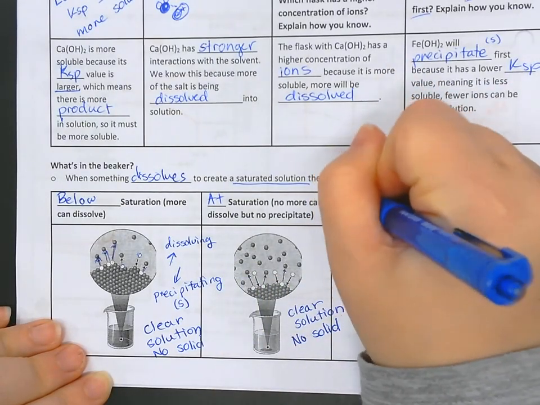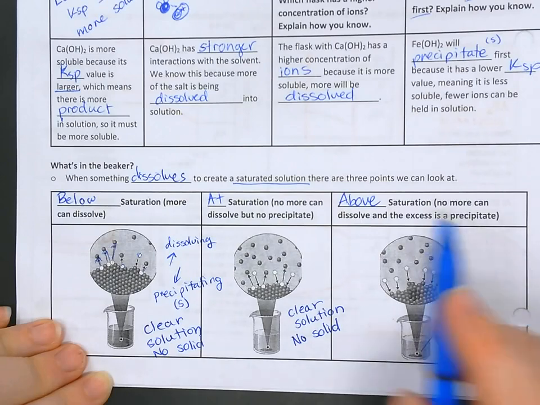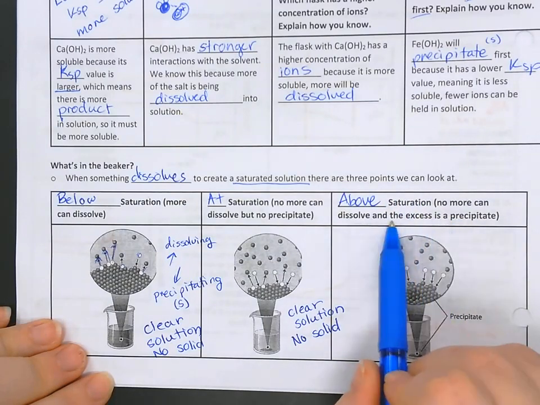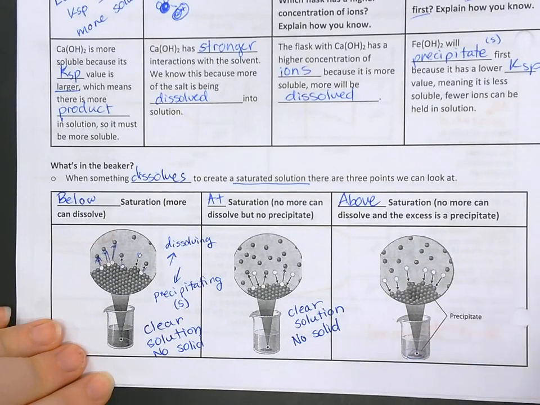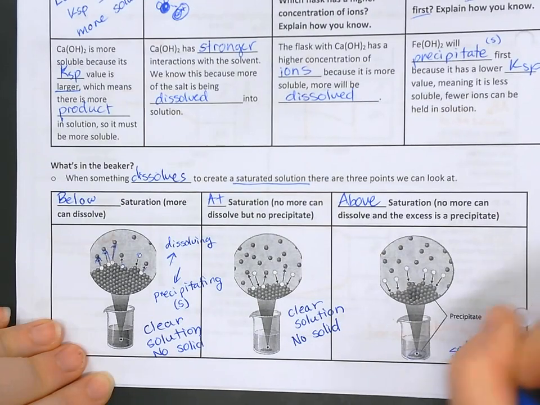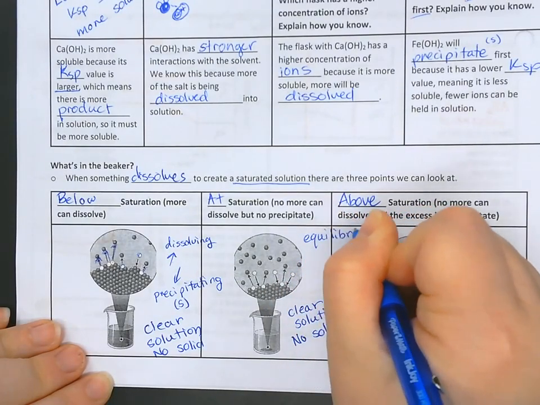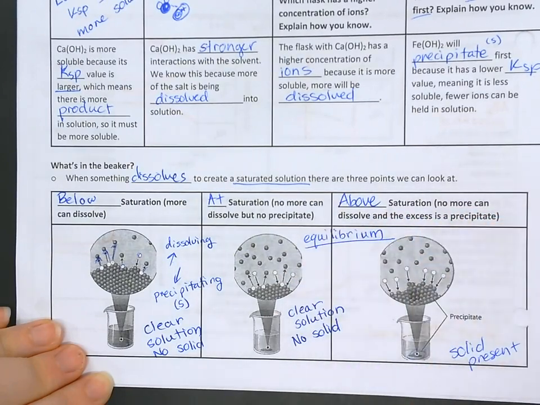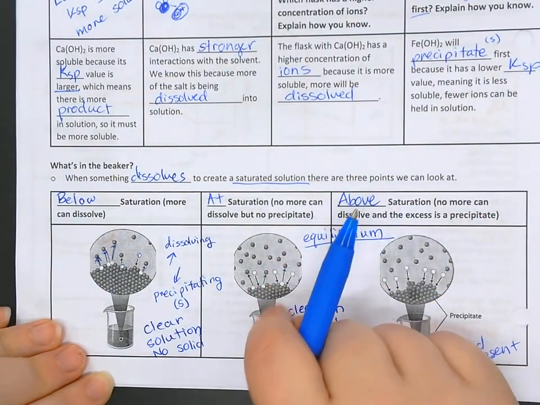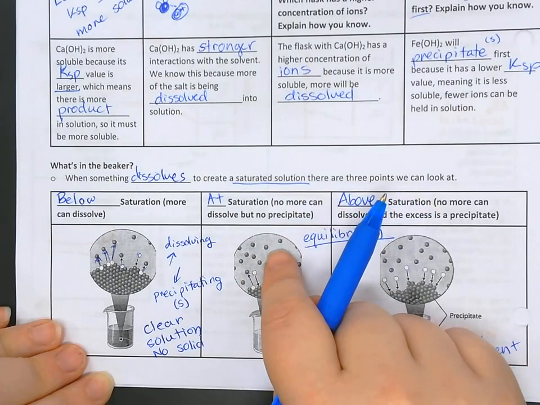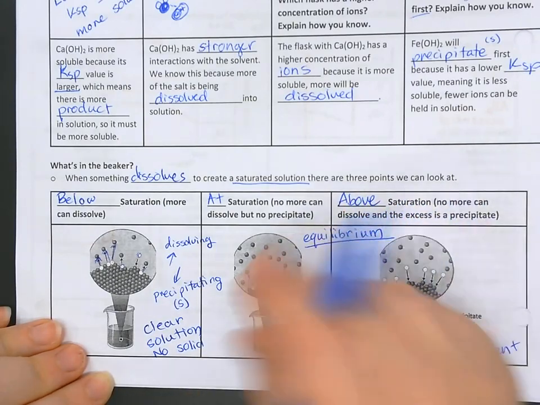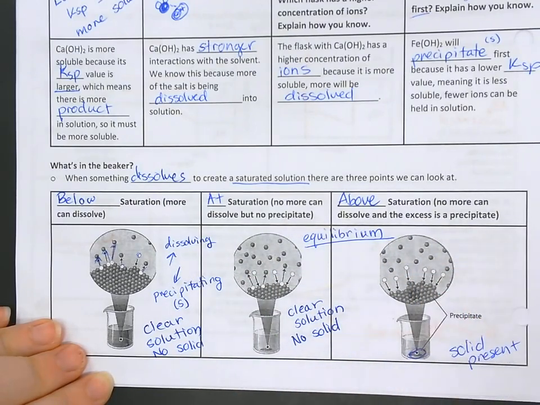Now, if we are above saturation, no more can dissolve, and the excess is in your precipitate at the bottom. So there is solid present, and these are both at equilibrium, for both of these two, okay? Because we've reached that point where no more can dissolve. We saturated it with however many ions we can fit there in both of these, but this one still has that precipitate, that solid at the bottom. Okay, so no more can dissolve.